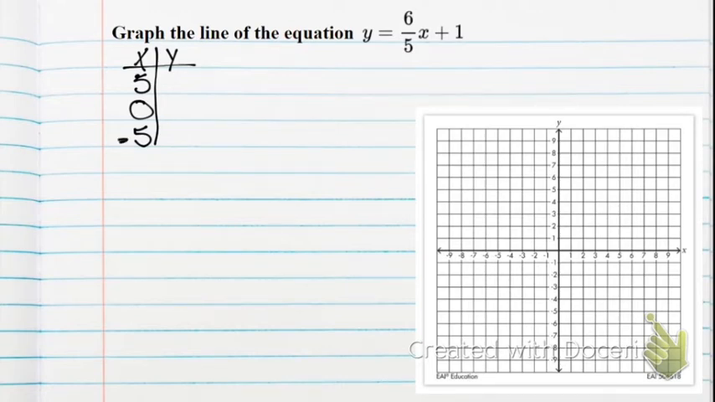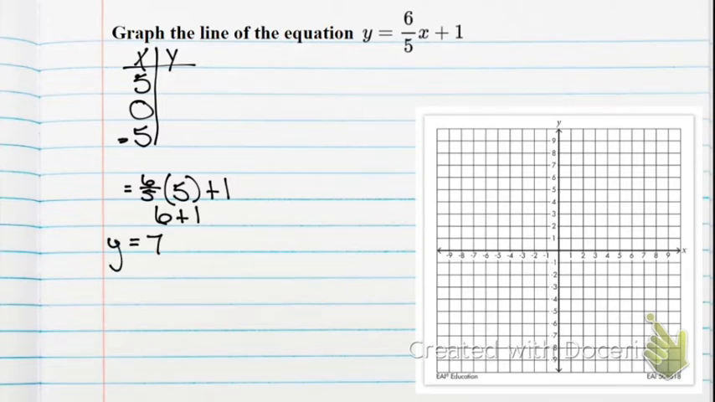We're going to plug them in and solve for the value of the missing y's so we can graph the points. So for the first one, we're going to take 6/5 times positive 5 plus 1. So 6/5 times 5 is going to give me 6, and then that's plus 1. So that's going to give me my first value for y as being 7.